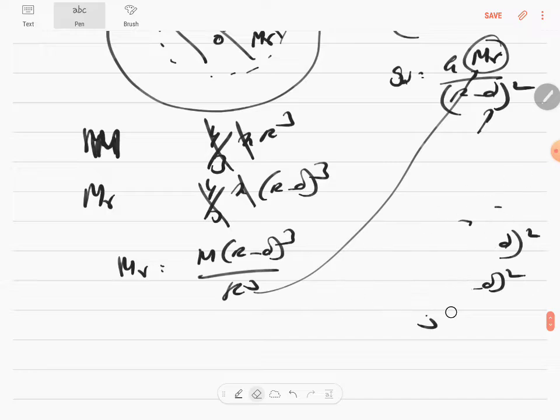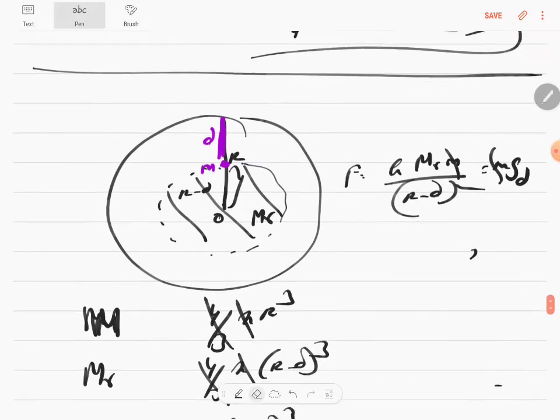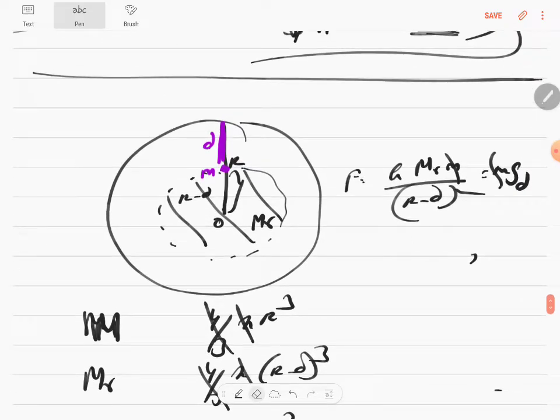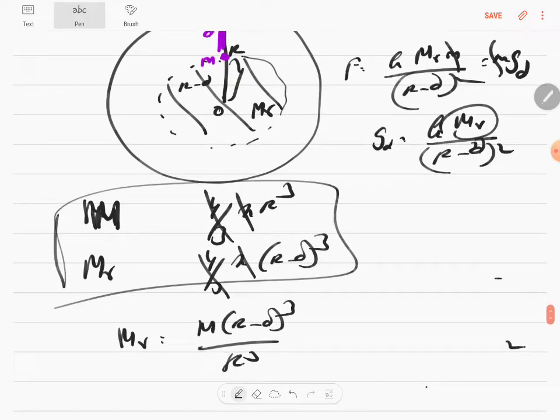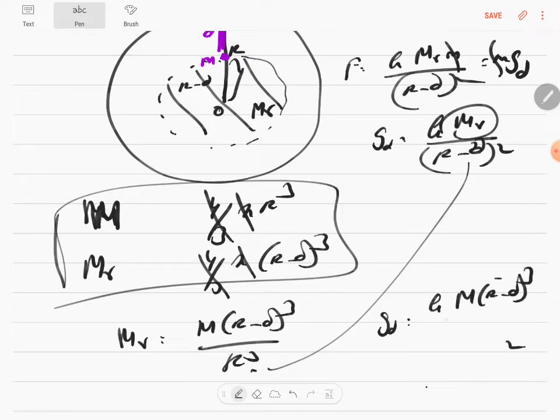Okay, let me do it again so that you get clarity. Therefore g at depth d itself from this equation is G capital Mr by r minus d the whole square. To find Mr, you are using this unitary method and finding like this, substituting there, g at depth d is equal to G into M into r minus d the whole cube by R cube into r minus d the whole square, where this and this get cancelled.